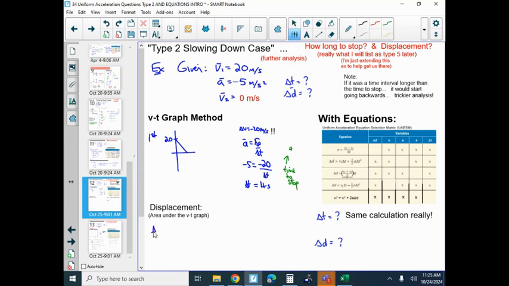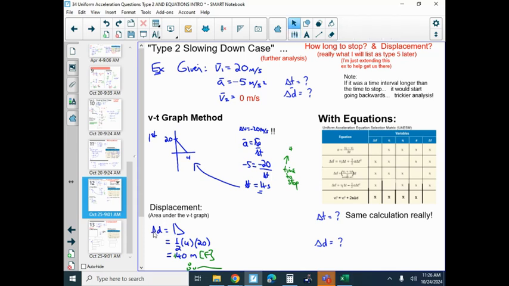So delta d equals just a triangle in this case, right? And so it's 1/2 of the base, which would be the 4 that we figured out from there. So 1/2 of the base times the height of the 20. And so that's going to give us 1/2 of 4 is 2, 2 times 20 is 40. So it's 40 meters. And again, it's positive, so it's forward and so on, right? Therefore, blah, blah, blah. Okay.